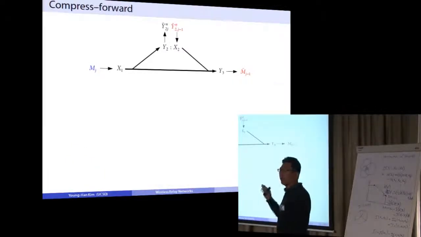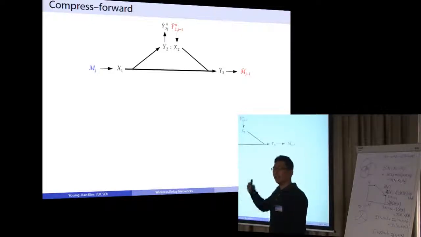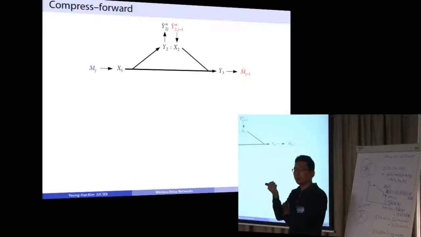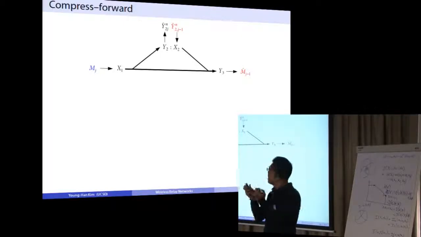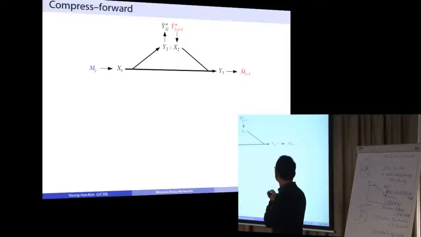Compress forward operates with a completely different philosophy. Up till now, the relay was doing a digital to digital interface. There is some digital signal coming in, and the relay wanted to recover that digital information and then do another digital communication to forward what it has recovered. For compress forward, we have, in some sense, an analog to digital interface. So the relay is treating the received signal as some analog source.